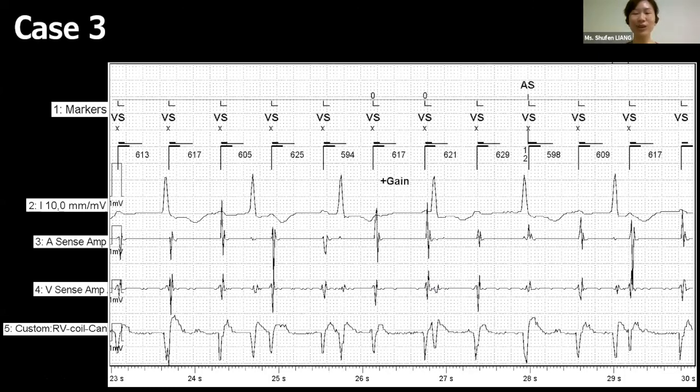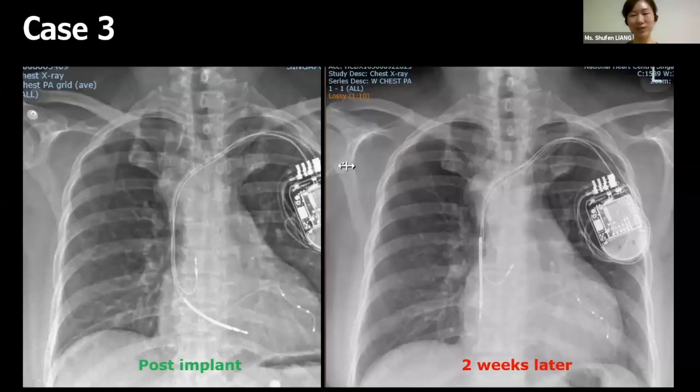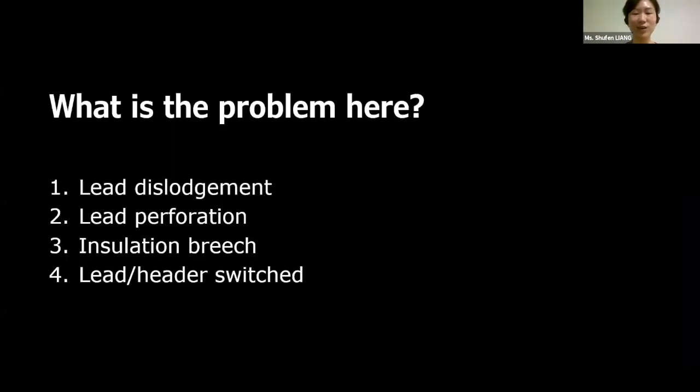Okay, so we actually did do an X-ray for the patient. So this is the X-ray here. I think now we can conclusively tell what happened to this patient. So is it a lead dislodgement? Again, a lead perforation? Oh, let's hope not too many perforations. Insulation breach, or a lead header switch.